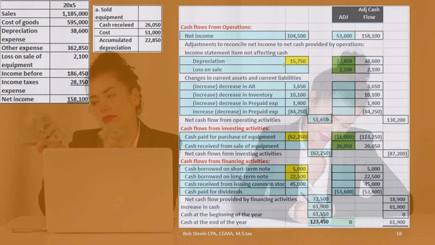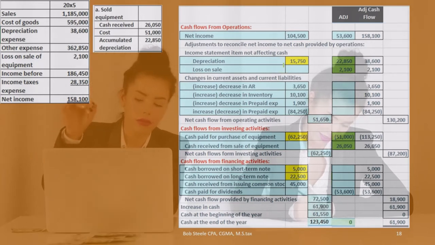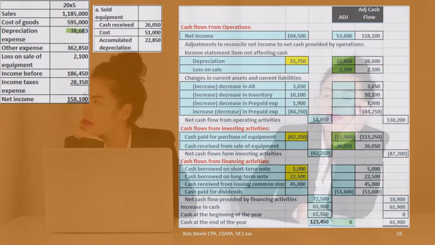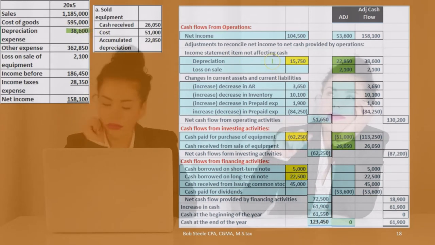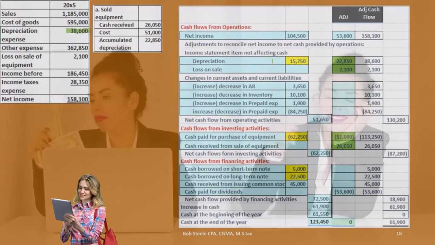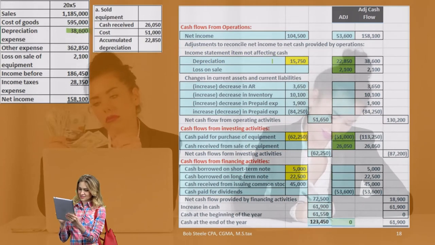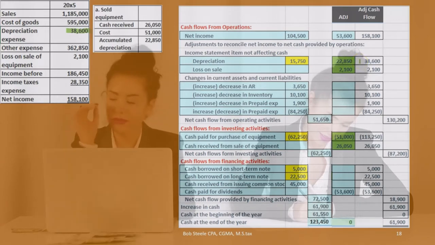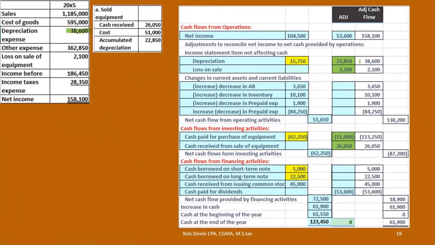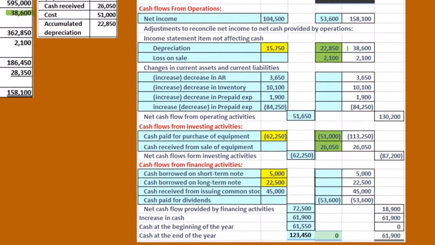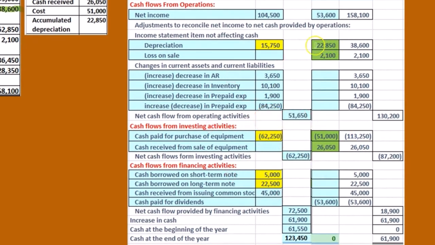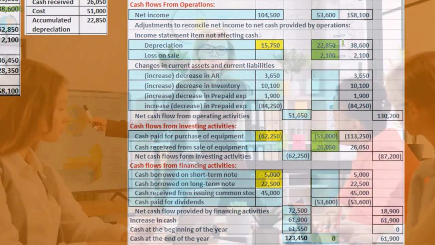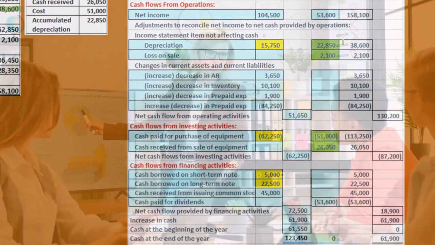We could first compare this to the income statement. Say, what's depreciation expense on the income statement? Well, it's 38.6. That's not the change in the accumulated depreciation. If I was going to take it from the income statement, I would have to put this 38.6. That's what we have to increase net income by in order to adjust for the depreciation expense that we've reduced it by. And if I did that, I would have to increase this number by 22,850 to bring it up to that 38.6. But that's going to throw me out of balance. So we have to do something else.